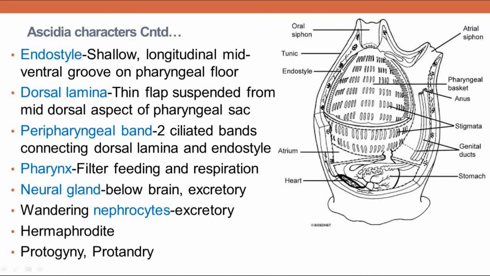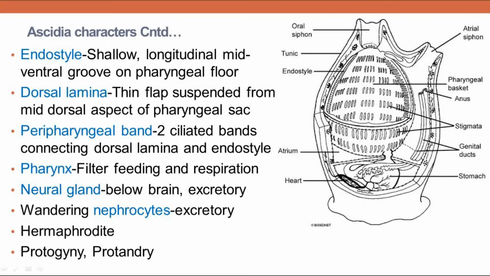We have discussed the structures. This is the endostyle, then the pharyngeal basket. They have a lot of gill slits, which are called stigmata. Then this total body cavity is called the atrium. Then a ventral heart is present here, and this is part of the alimentary canal. This is the stomach. These are the two openings.